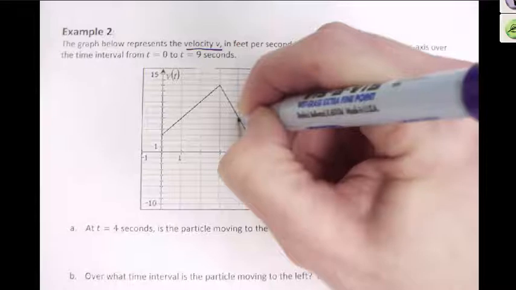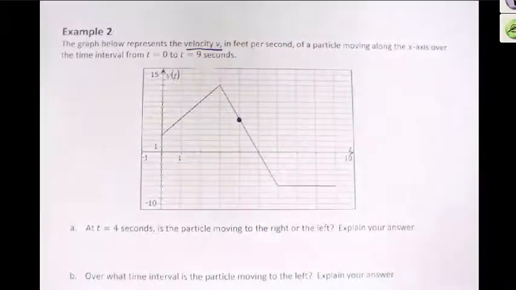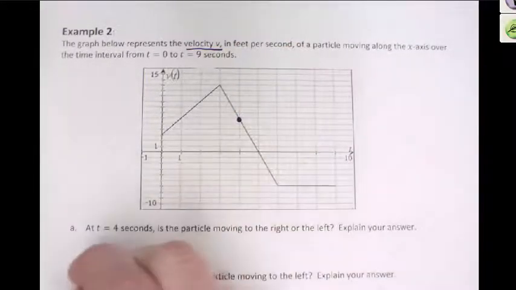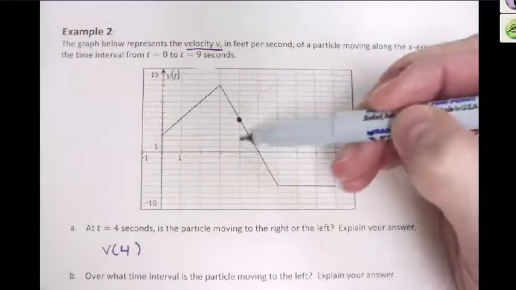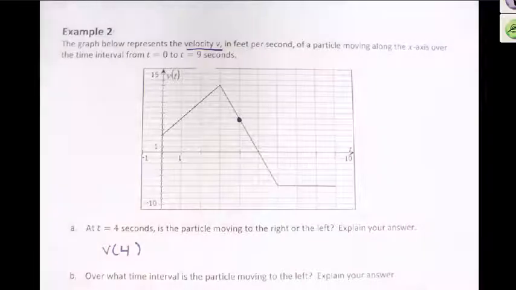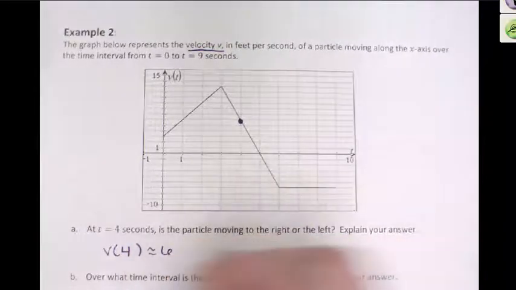So again, how do you tell if the particle is moving left or right? You look at the sign of the velocity. So the velocity at 4 seconds is positive, approximately positive 6. So because the velocity is positive, we're moving to the right.